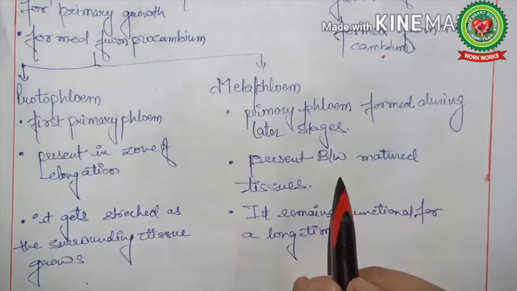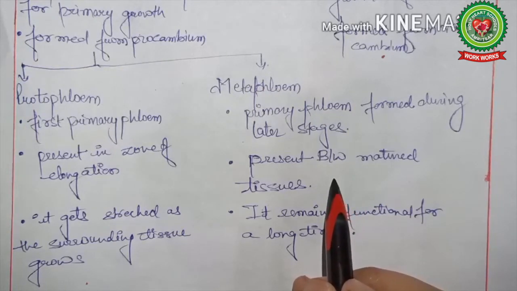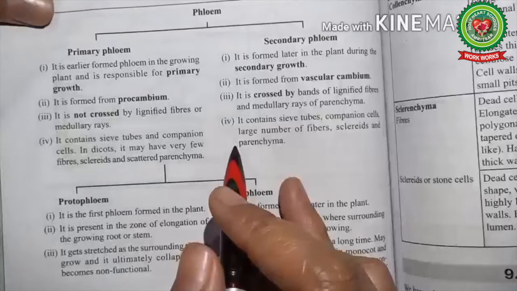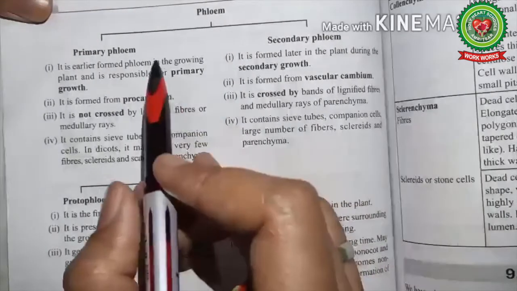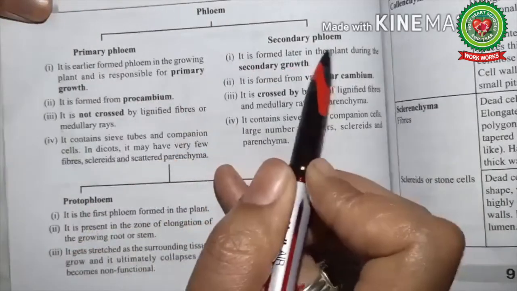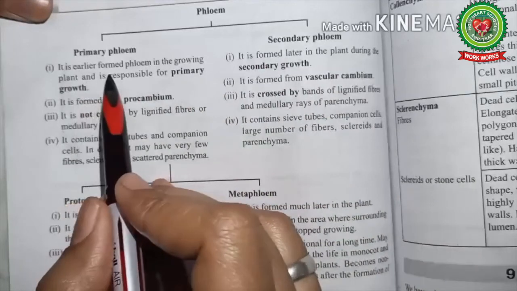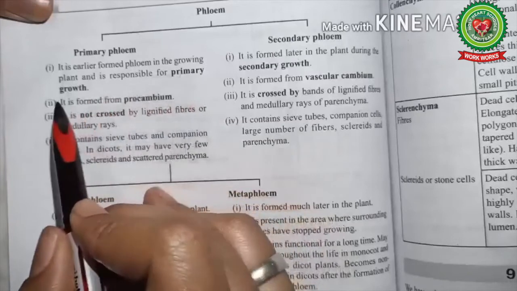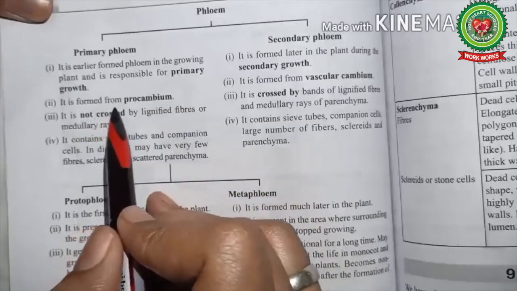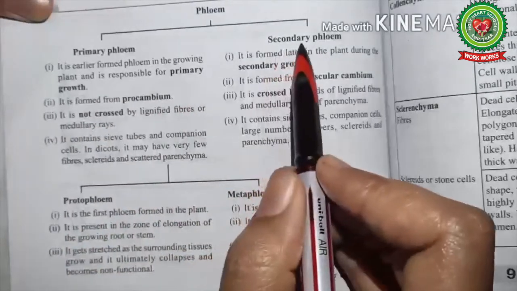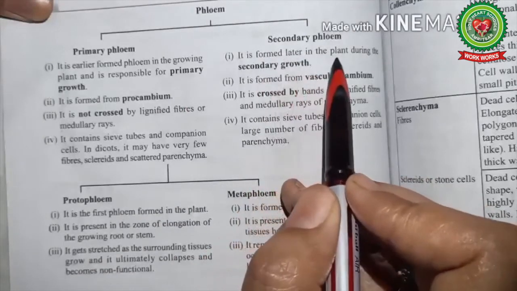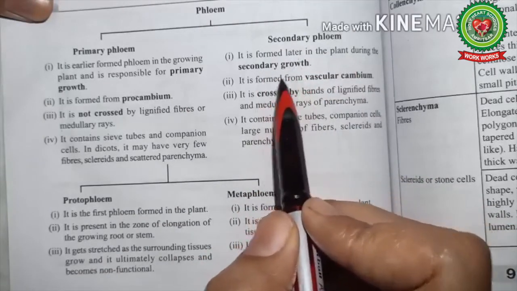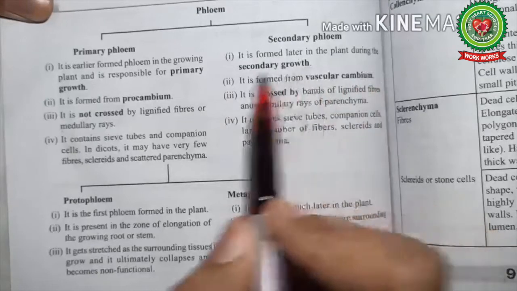Now take out your book and come to page number 346. Now, primary phloem and secondary phloem. Primary phloem is the earlier formed phloem in growing plants and is responsible for primary growth. It is formed from procambium. Secondary phloem is formed later in the plant during secondary growth. It is formed from vascular cambium.